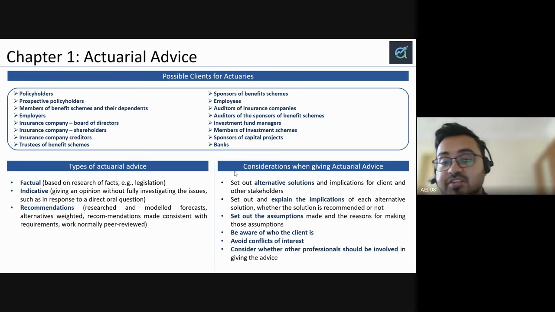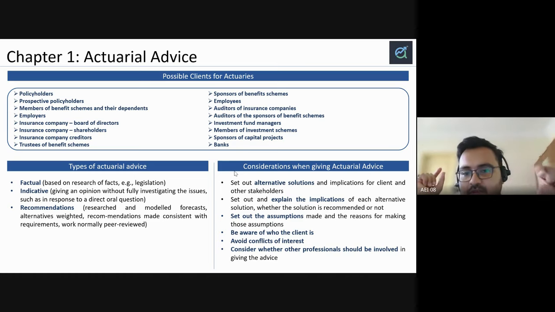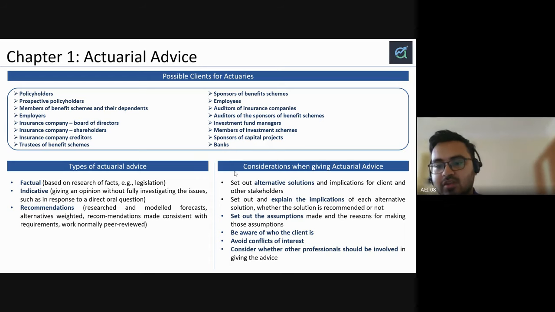Now, next thing over here is considerations when you're giving actuarial advice. This is what you have to delve deeper into, and we'll look at a few questions after this so that you can understand, because right now I'm just skimming through the topics. It says you have to set out alternative solutions and implications for clients and other stakeholders. Set out and explain the implication of each alternative solution, whether the solution is recommended or not. So whenever you're giving any particular advice to the client, you have to identify that, okay sir, when we're doing this, there are these five things that we should be aware of. Instead of going through route A, there are possibilities of going through routes B, C, D, and E. Within these routes, if we go through this, these are the shortcomings, these are the strengths. Because of these strengths and weaknesses, I believe it is more recommended that you go through route A. That is what they expect out of you whenever you're asked to give actuarial advice, that you thoroughly investigate all of these pointers.